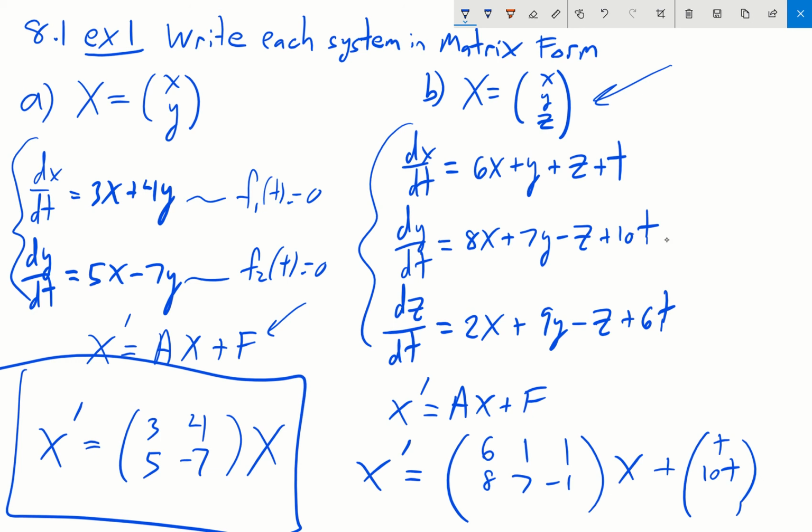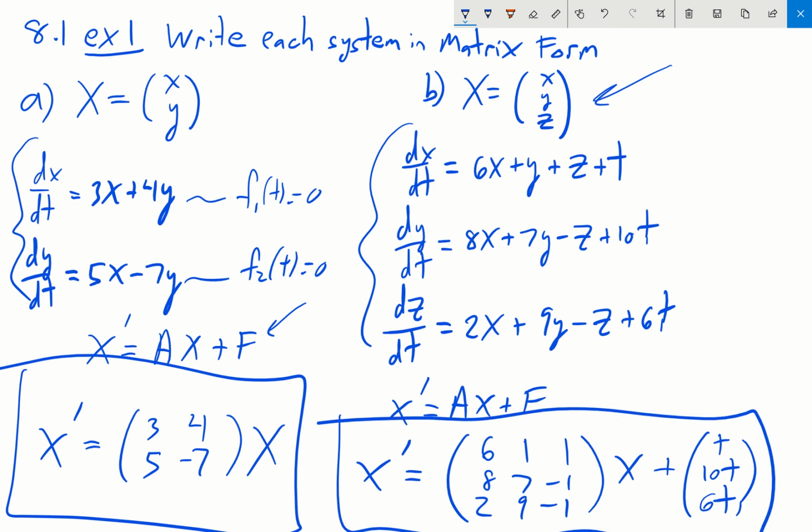And then lastly, the third row, the coefficients are 2, 9, and negative 1. And we have a 6t term. So this would be the expression for our differential equation system written in matrix format.